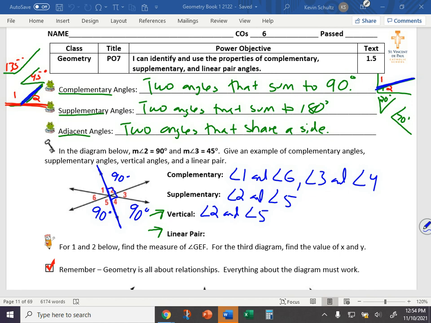Linear pair. We don't have any linear pair yet. What do you got for that? Yeah. Angle 3 and 1.